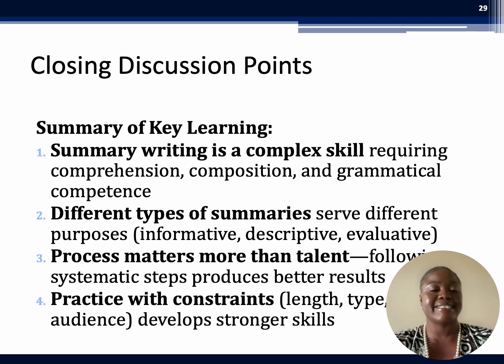And this is the key takeaway here in this lesson. Summary writing is a complex skill that requires comprehension, composition, and grammatical competence. Different types of summaries serve different purposes, could be informative, descriptive, or evaluative. Process matters more than talent. If you follow systematic steps, you have better results. And you have to keep practicing with the constraints, the length, the time, the audience, so that you have stronger skills.